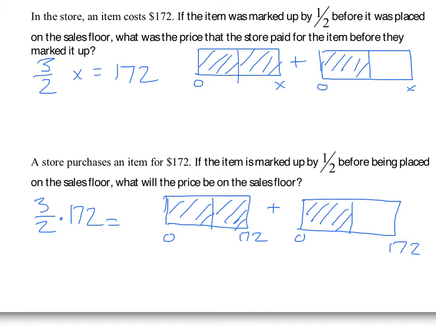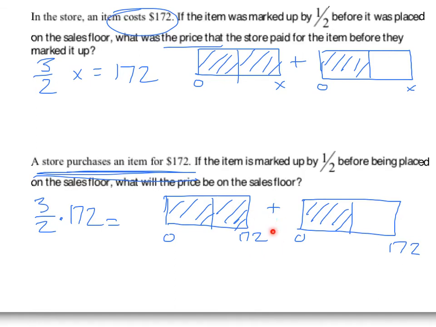Okay, so again, recognizing the difference between these two problems. One of them gives me how much the item costs in the store, but not what they originally paid for it. So this one asks for what the original payment was. And this one, we're being told what they paid for it, what that original amount was. So again, that makes the big difference in our diagram between knowing what the original is and not knowing what the original is.